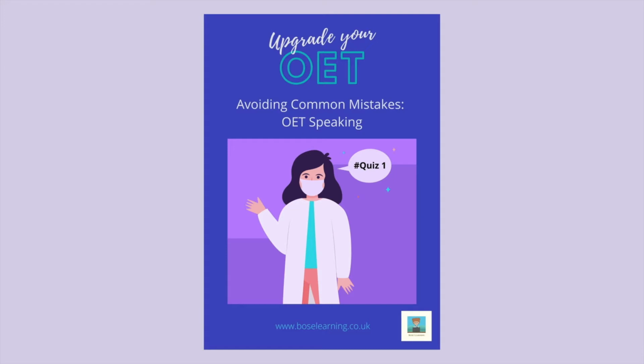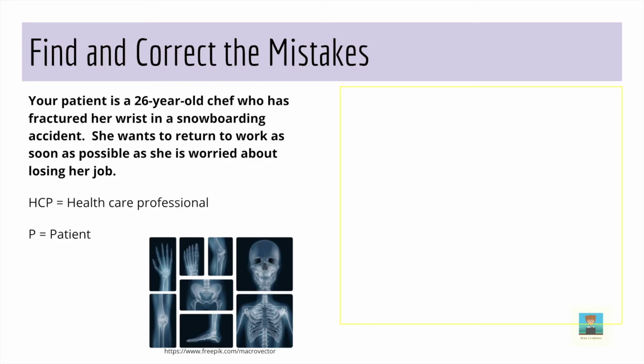In this new section, we're going to be looking at common mistakes that are made in the OET speaking exam and how to avoid them. And this is what I want you to imagine. You have a patient who's a 26-year-old chef who has fractured her wrist in a snowboarding accident. She wants to return to work as soon as possible as she's worried about losing her job. I've got a short dialogue for you from the healthcare professional and the patient.